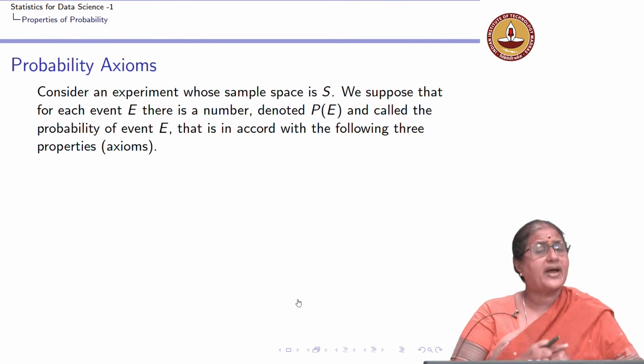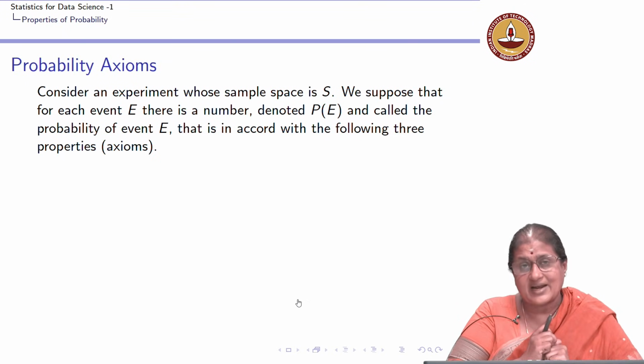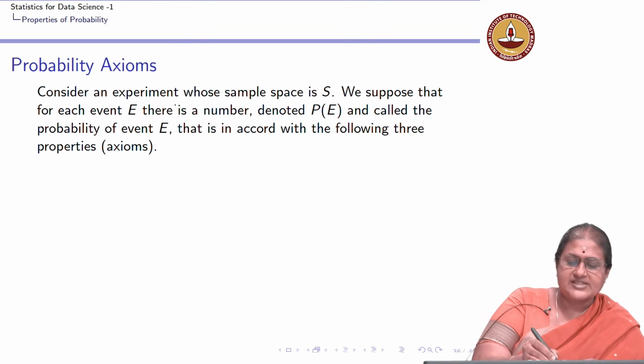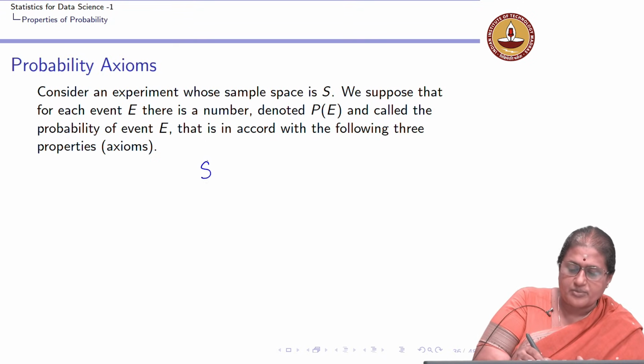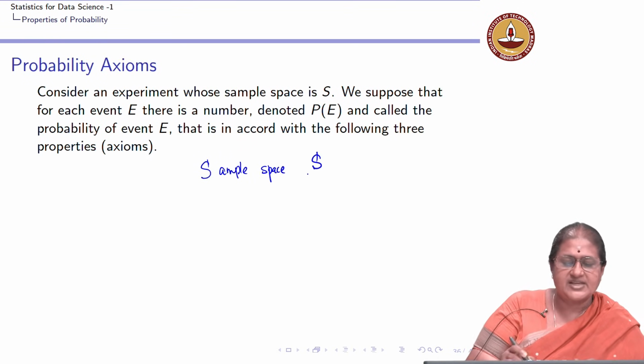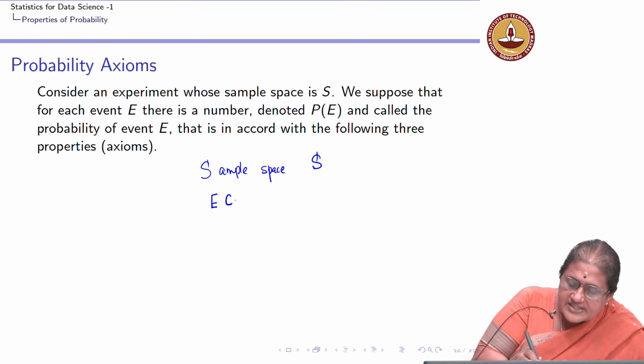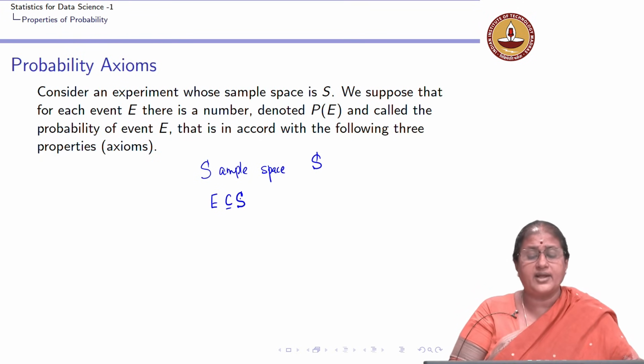Let us go back to our random experiment. We learnt what a random experiment is. Let the sample space of my random experiment be S. So, the sample space is given. What is the sample space? The sample space is S. And what we know is that an event is a subset of a sample space. This is what we have already learned.